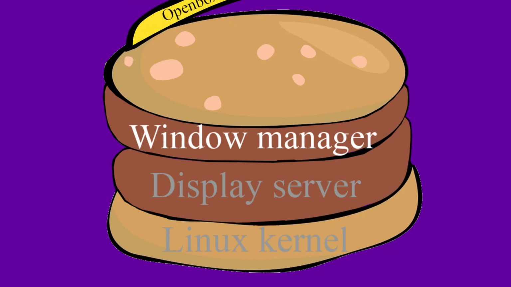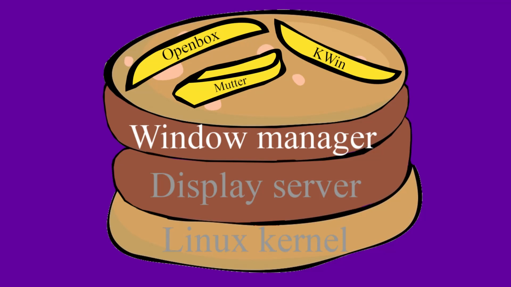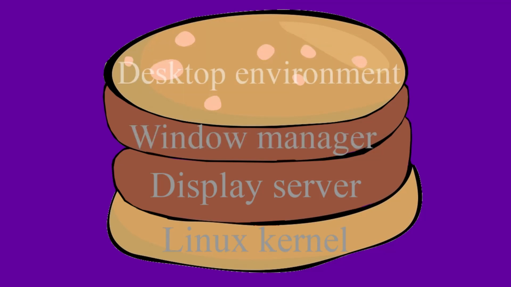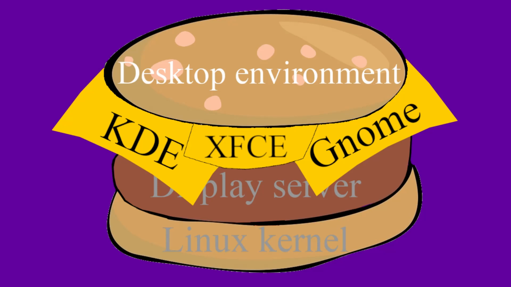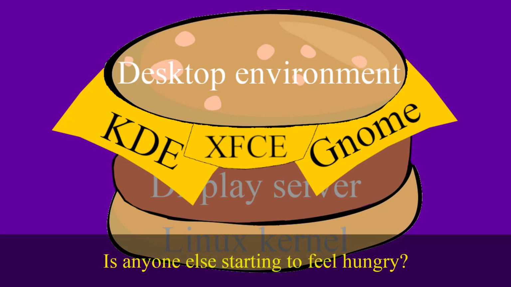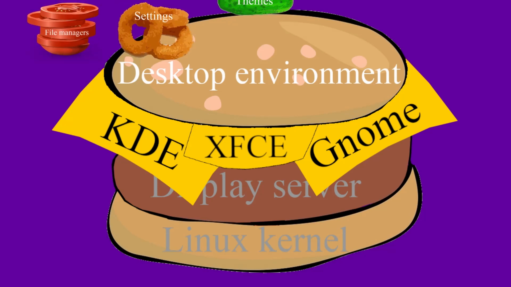There are many of these available, OpenBox, KWin, Mutter, to name a few. This section controls the placement and appearance of windows. Finally, we have the top half of the bread bun, or the desktop environment. As with window managers, there are many choices here as well. GNOME, KDE, XFCE, the list goes on. Each of these provides an integrated interface for the system, including features such as file managers, settings, themes, built-in apps and multimedia support.